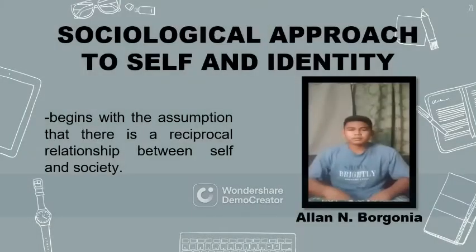Hey, I am Alan N. Burgunya and I will explain to you the sociological approach to self and identity. It begins with the assumption that there is a reciprocal relationship between self and society. The self influences society through the actions of individuals, thereby creating groups, organizations, networks, and institutions.